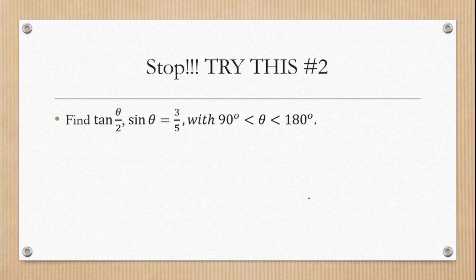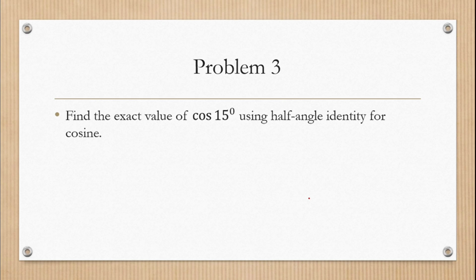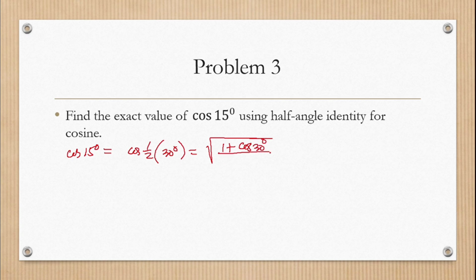In number 3, the problem is find the exact value of cosine 15 degrees using half angle identities for cosine. So cosine 15 degrees is equal to, we can have cosine 1/2 of 30 degrees is equal to the square root of 1 plus cosine of 30 degrees over 2. So we could express in this way. So first we need to find cosine 30 degrees.